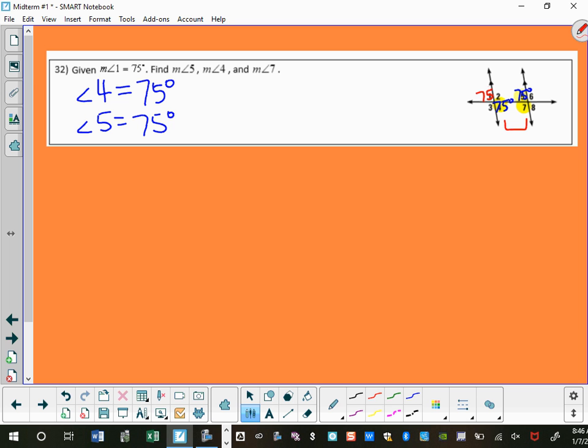Angles 4 and 7 are consecutive interior. They add up to equal 180. So therefore, what is the measure of angle 7? Angles 4 and 7 have to add up to give me 180. 105. Good. Questions on number 32?